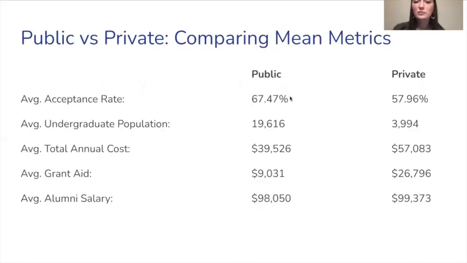When comparing average metrics of public and private institutions, it is important to note that the average acceptance rate is about 10% higher at public institutions. The average undergraduate population is significantly higher at public institutions as compared to private. The average total cost of public institutions is lower than that of private institutions. However, the average grant aid shows the opposite trend, and the average alumni salaries round out to be practically equal.